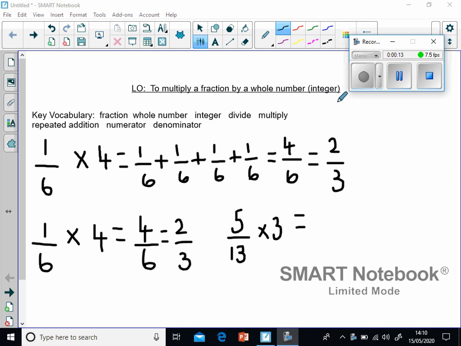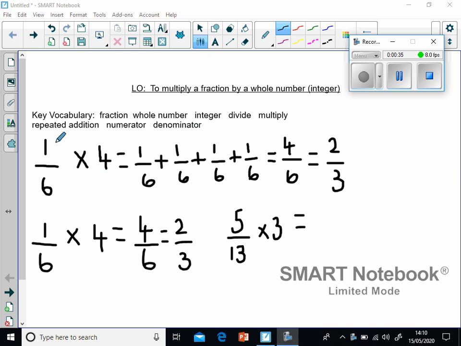Our learning objective is to multiply a fraction by a whole number. And integer is another word for whole number. It means the same thing. Our key vocabulary: fraction, whole number, integer, divide, multiply, repeated addition, numerator and denominator.